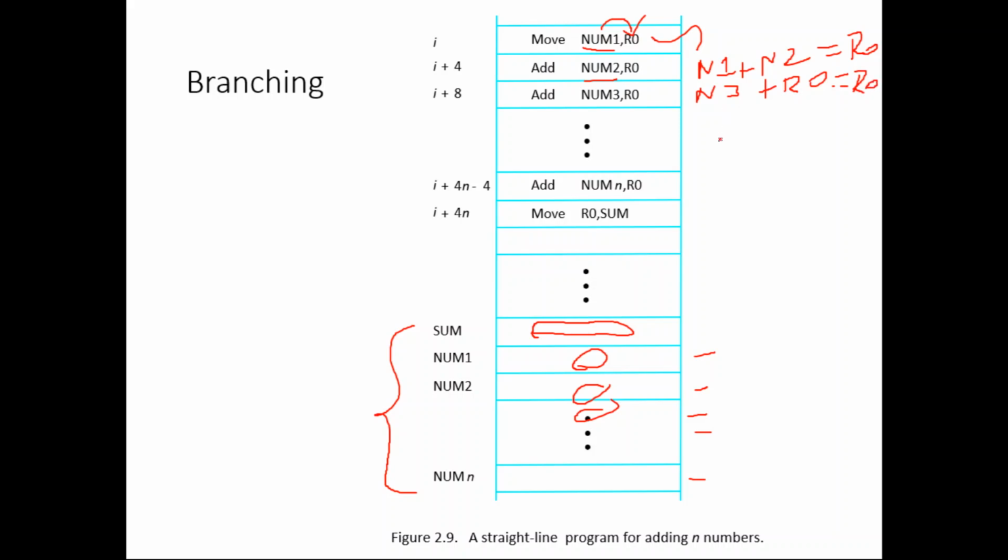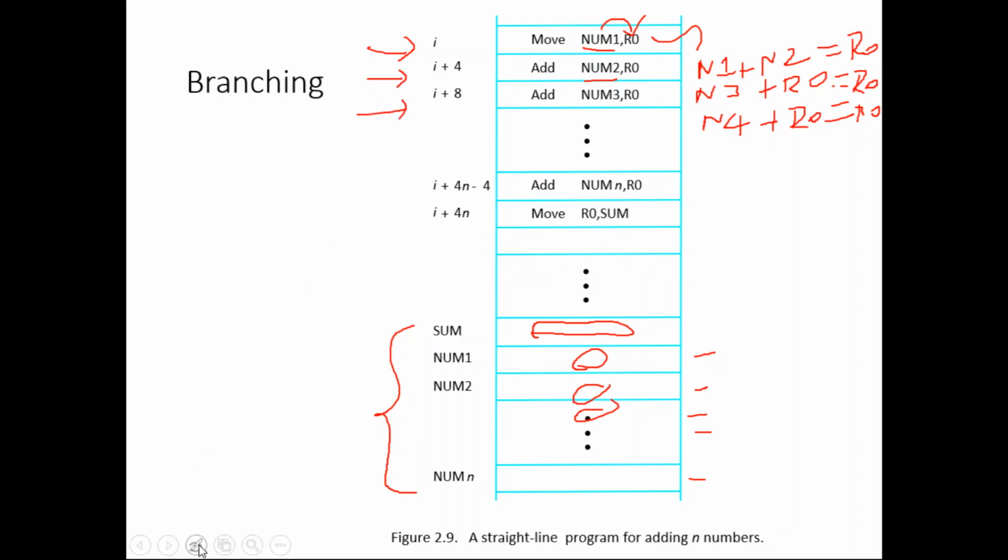This process continues. The next instruction will be add num4 comma r0, which is nothing but number 4 added with the content of the register r0, which is number 1 plus number 2 plus number 3 plus number 4, and that is the updated value of r0. You keep on proceeding as long as there are numbers. This is how you have to write this program. Each of these instructions occupies an address: the first instruction occupies address I, then the next will occupy I plus 4, then I plus 8, and so on and so forth.